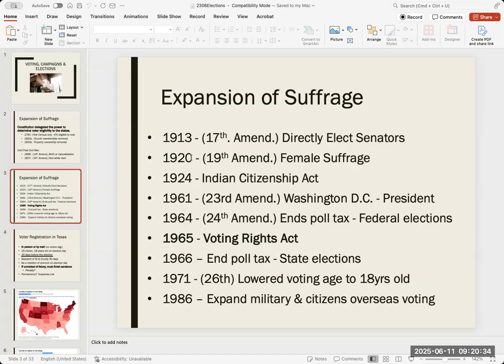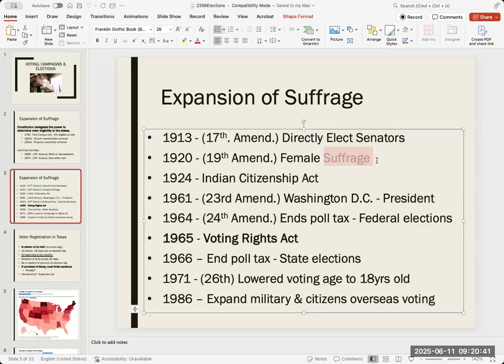Women gained the right to vote in 1920 with the passage of the 19th Amendment. And suffrage includes not just the right to vote, but also the right to run for office. In fact, some states actually allowed women to vote and run for office before the 19th Amendment, but this made it official nationwide. In 1924, you see the passage of the Indian Citizenship Act, recognizing Native American rights, including the right to vote for president and other elected offices.